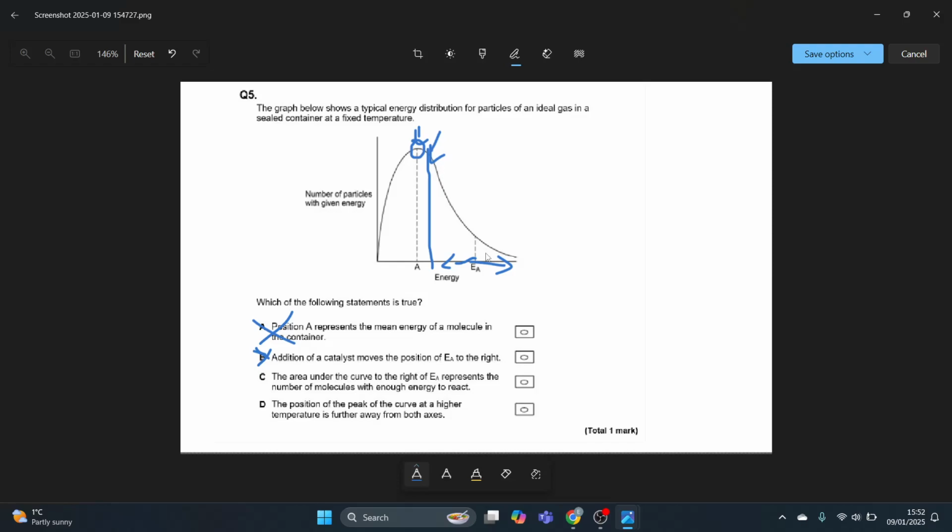The area under the curve to the right of EA represents the number of molecules with enough energy to react. Yes, that is absolutely true, and therefore D is false.